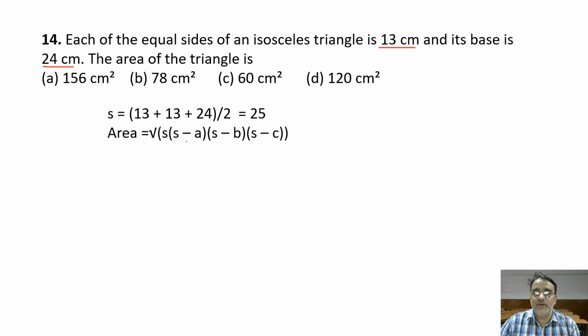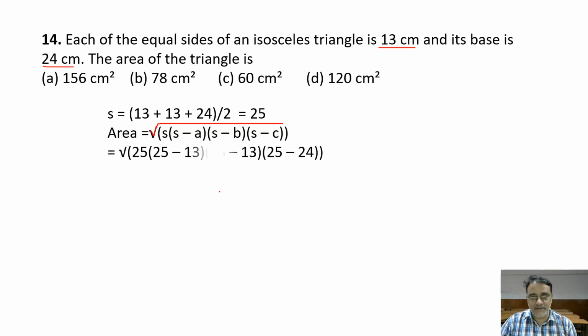Root over s into s minus a into s minus b into s minus c. This is the root symbol, right? And the whole bracket is under it, look. Okay, so now substitute the values. So what we are going to get: 25 into 25 minus 13, 25 minus 13, 25 minus 24. So this will become 12, this also will become 12, and this is 1.